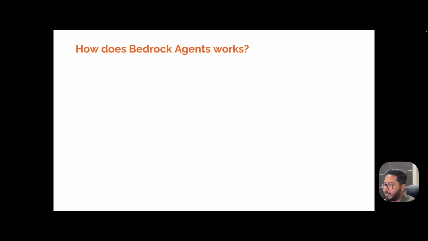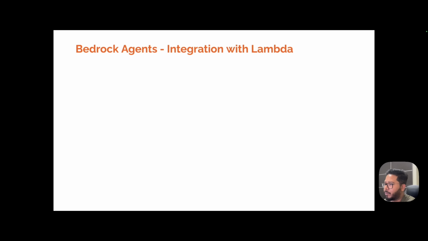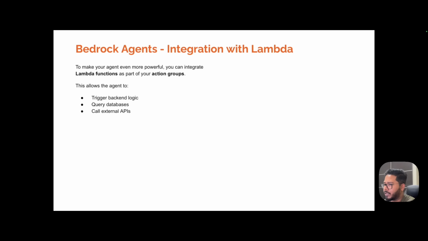So how does a Bedrock agent work? You define prompts and instructions, create action groups with well-defined schema, and let the agent handle the orchestration, including tool selection, memory, and reasoning. And that's all. To make your agent even more powerful, you can integrate Lambda functions as part of your action groups. This allows the agent to trigger backend logic, query databases, call external APIs, even update resources in your AWS environment.